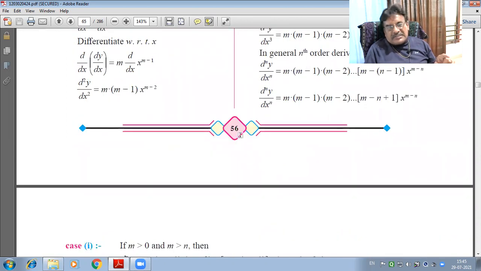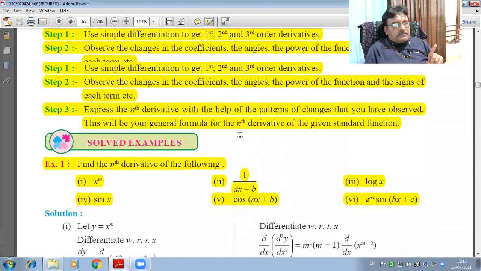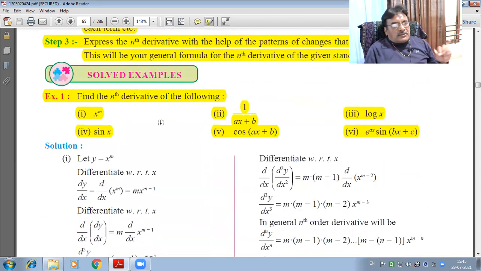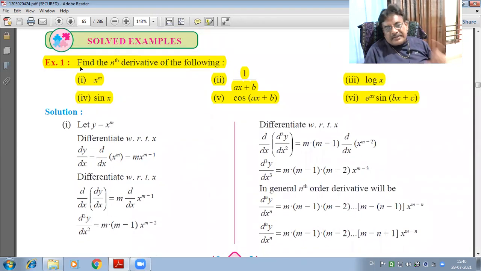This is page number 56. On page number 56, successive differentiation is deleted. That is, the nth order derivative is deleted. So on this page, page number 56, example 1 is deleted.